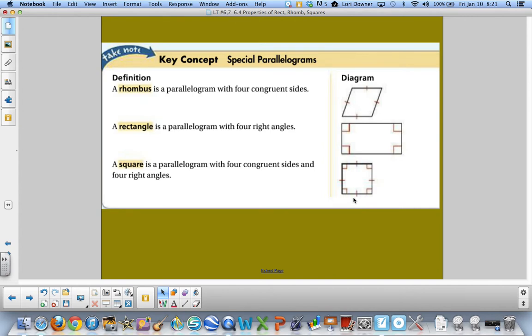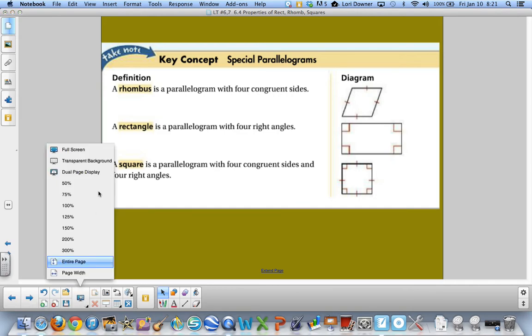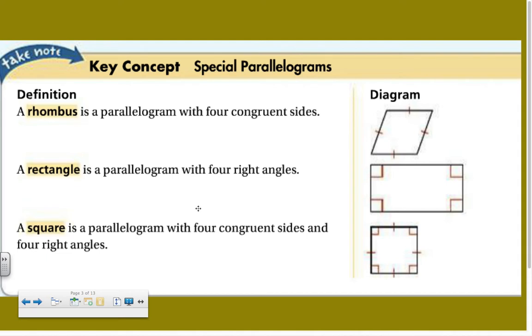The next slide, we know that a rhombus is a parallelogram with 4 congruent sides. We know that a rectangle is a parallelogram with 4 right angles. And a square is a parallelogram that has 4 congruent sides and 4 right angles. So you can see a square is a more specific type of rectangle and rhombus. Pause this movie, add this to your notes, press play when you're finished.